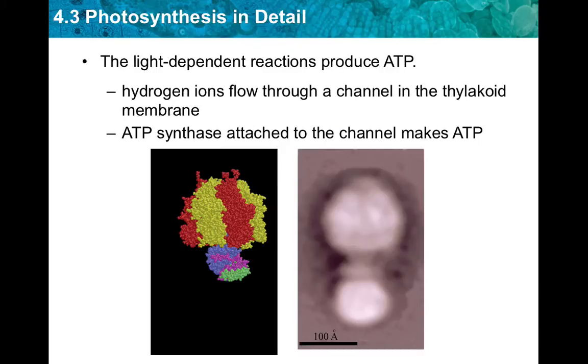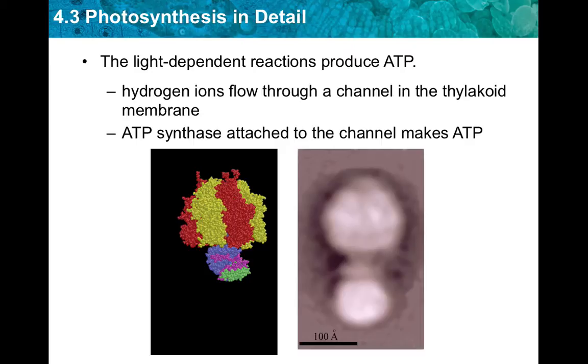The light independent reaction produces ATP. Hydrogen ions diffuse through a protein channel in the thylakoid membrane, which means that there are greater hydrogen ions inside than outside. Then, the difference in hydrogen ions is called the chemiosmotic gradient, which stores potential energy.